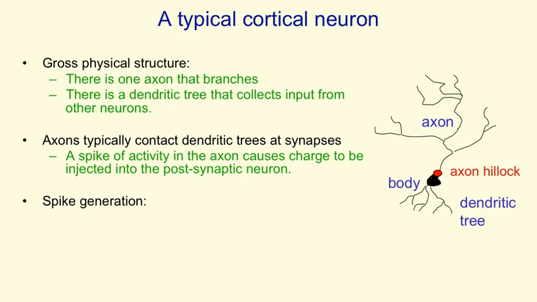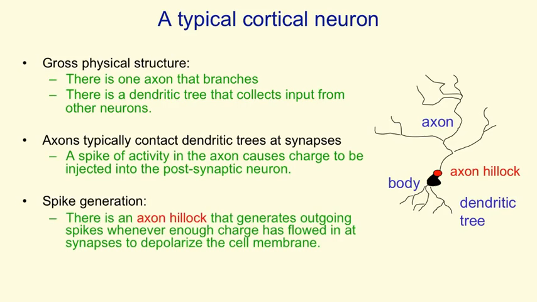A neuron generates spikes when it has received enough charge in its dendritic tree to depolarize a part of the cell body called the axon hillock. And when that gets depolarized, the neuron sends a spike out along its axon. And the spike is just a wave of depolarization that travels along the axon.